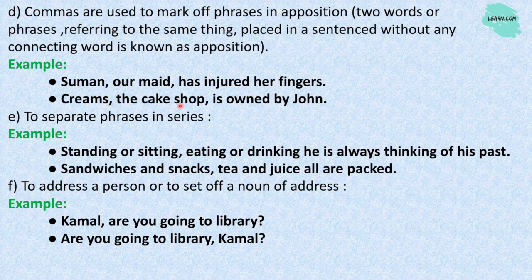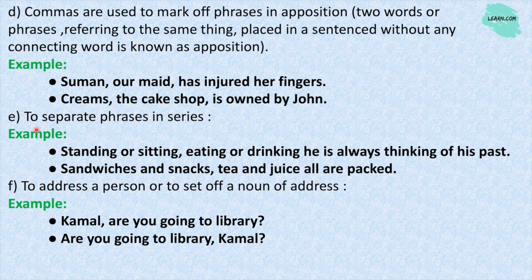Creams, the cake shop, is owned by John. Now here the name of the shop is Creams and it is a cake shop. So both are pointing towards the same thing, that is the shop. That's why we are using comma here. So such a case is called marking off the phrases in apposition. That is, two words or phrases referring to the same thing placed in a sentence without any connecting word.